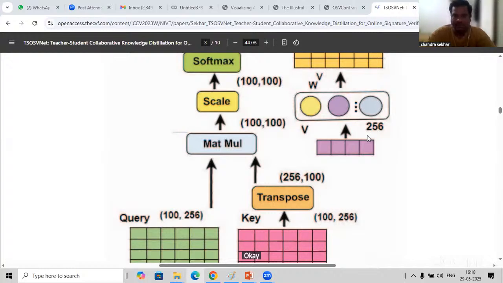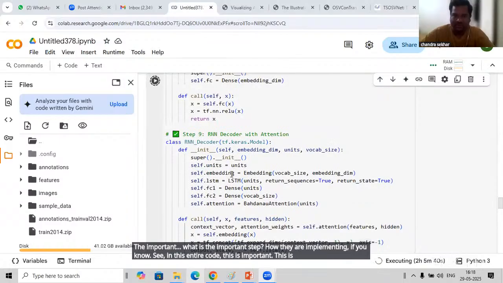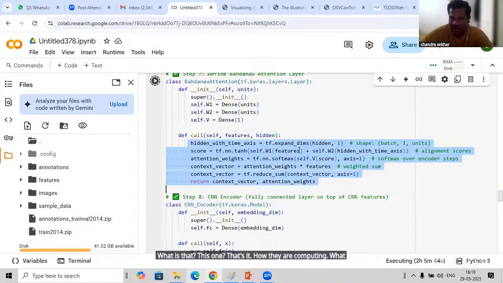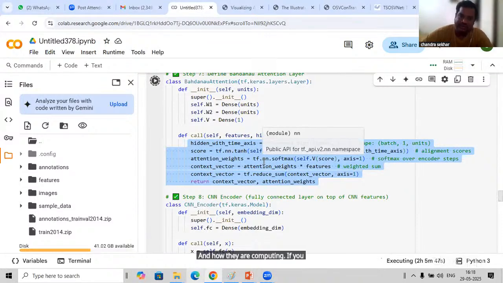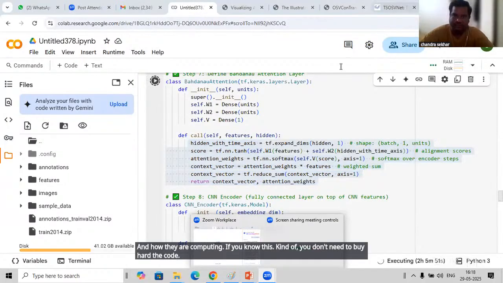Okay, if no doubts, we can stop it here. See, you no need to code from scratch. What is the important step? How they are implementing, if you know, see, in this entire code, this is important. This is where you have to focus. What is that? This one. That's it. How they are computing. What is the input and how they are computing. If you know this, enough. You no need to by heart the code. You need to understand. That's it.